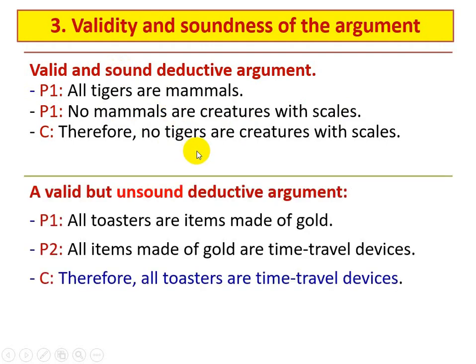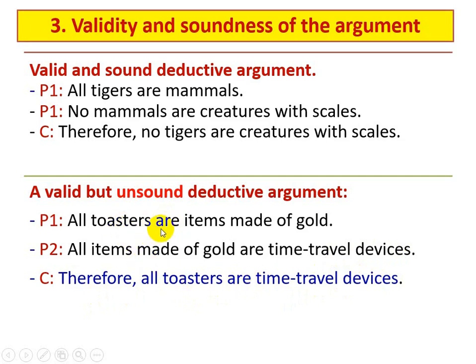Let's have a valid but unsound deductive argument. When we say all toasters are items made of gold, all items made of gold are time travel devices. Take care here. Therefore, all toasters are time travel devices. This argument is valid. Why? Because the truth of these premises will lead to the truth of this conclusion.